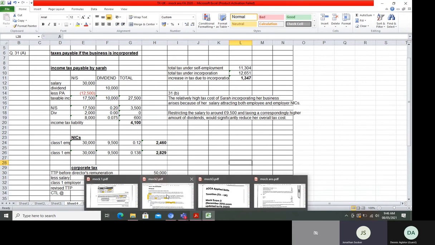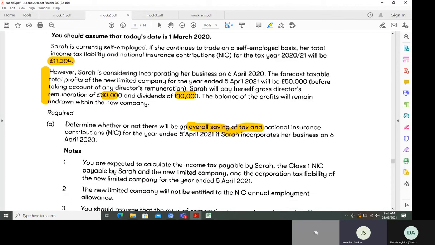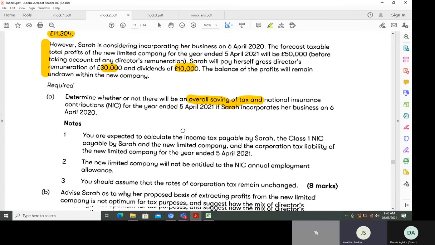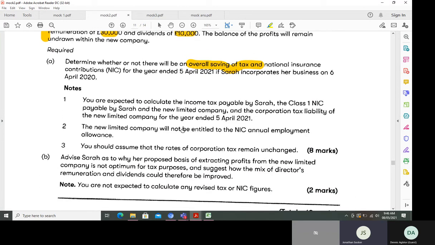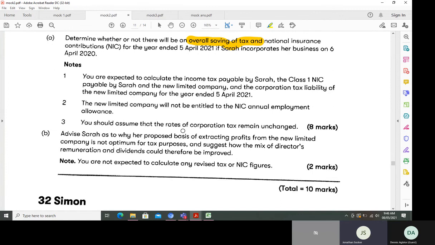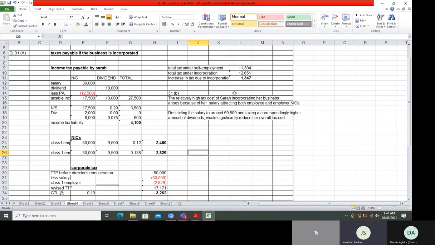Okay, so that's it, and the answer for the A part of that question. And then the B part, we have to advise as to why her proposed basis of extracting profit from the new company is not optimum for tax purposes, and suggest how the mix of directors' remuneration and dividend will therefore be improved. Okay, so here we can see that when she incorporated a business, her tax has gone up. So can we have any advice?